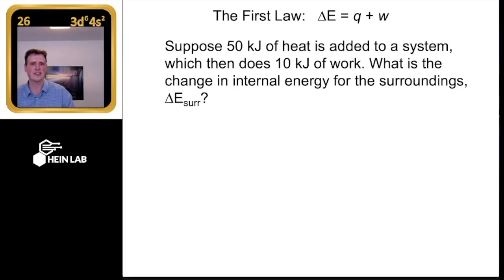First law. Okay, so remember, the first law is we apply it right now to our gases. Delta E, the total change for any state, can be measured by heat and work. So let's say we've got this change where we know 50 kilojoules of heat is added to the system, which then turns around and does 10 kilojoules of work. What's the total delta E with respect to the surroundings?